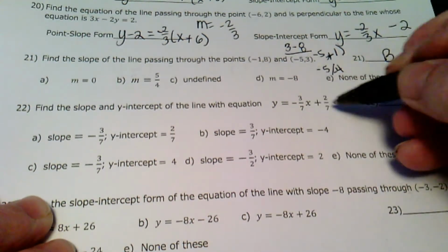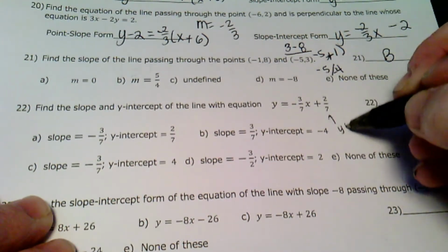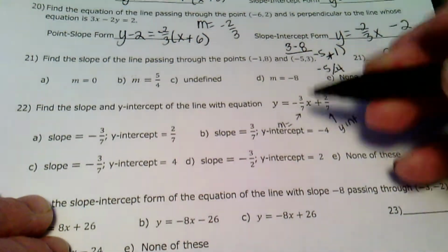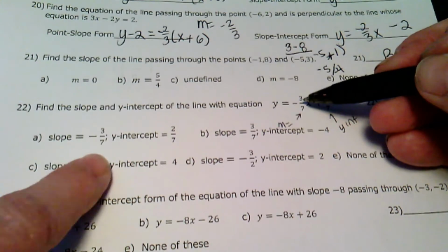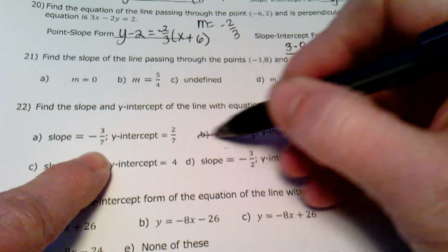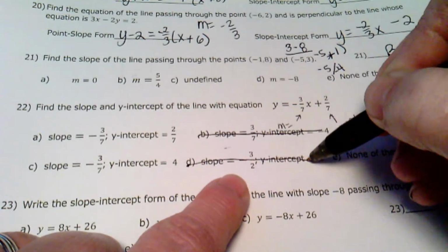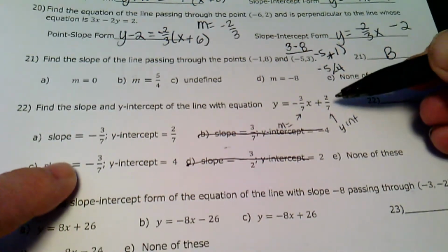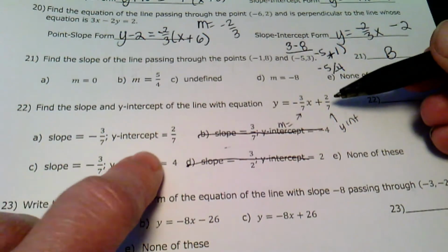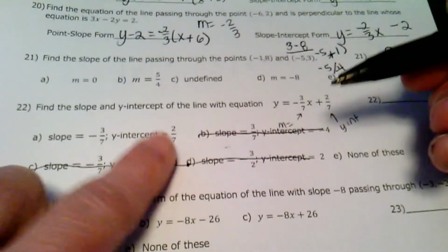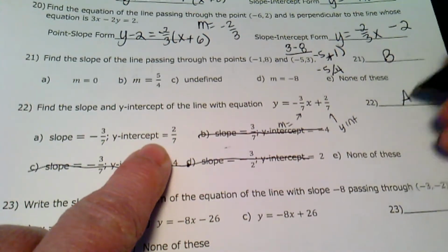So slope-intercept form, this is our y-intercept, and this is our m, our slope. So we're looking for a slope of negative 3/7, so that eliminates b. And our y-intercept is 2/7. So obviously it eliminated c. This one is perfect, so it's an A.